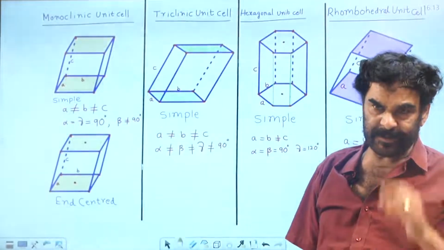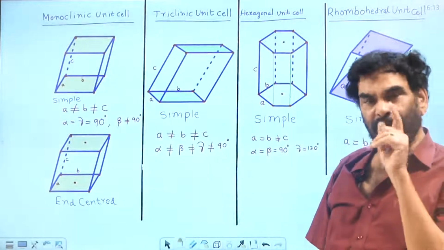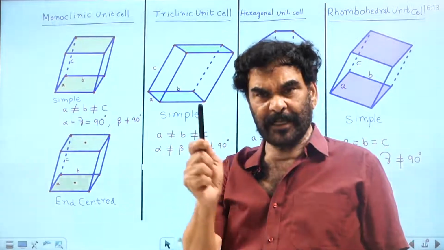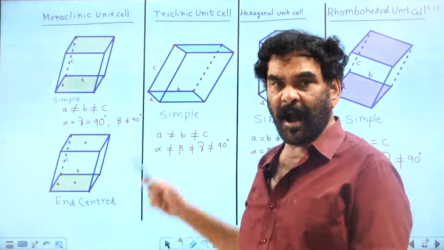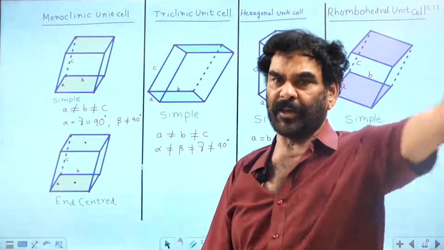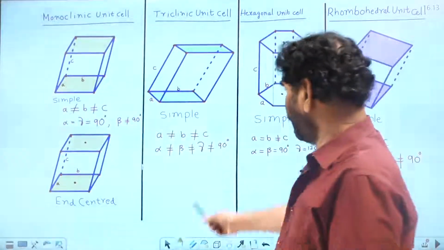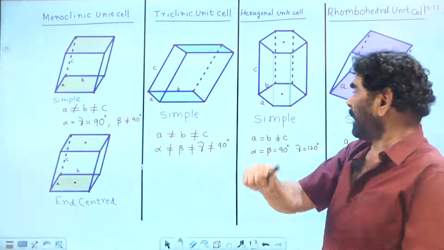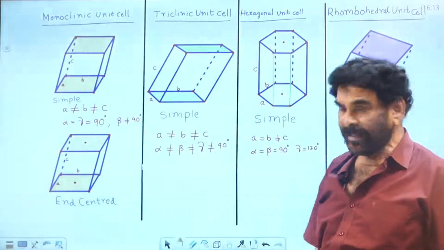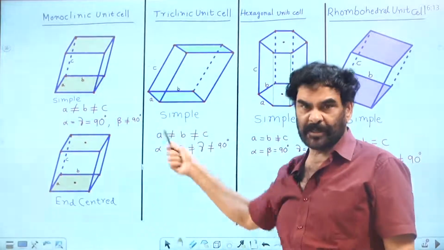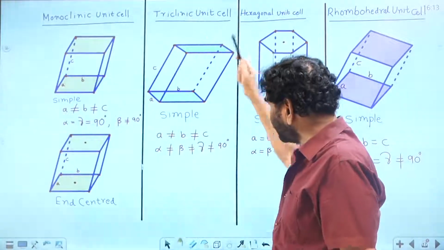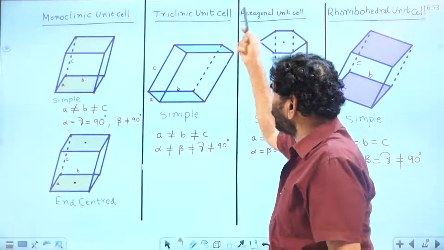So, the triclinic system. In the triclinic system unit cell, lattice points are always present at the corners, not at the other locations. Therefore, for the triclinic system, only one unit cell is possible with that simple distribution, that is the primitive distribution, which is known as the primitive triclinic unit cell or simple triclinic unit cell.